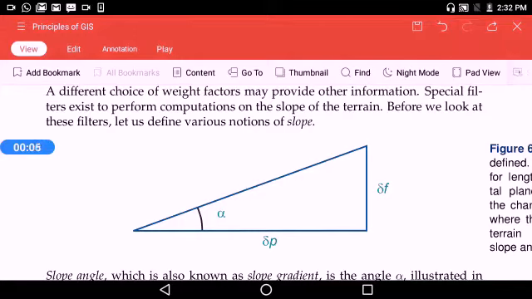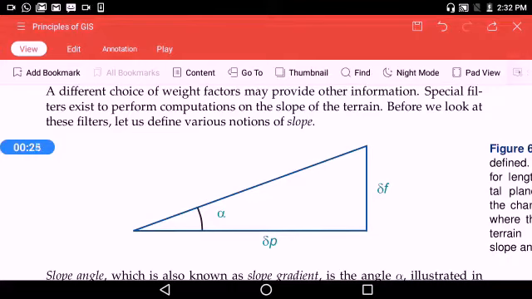Computation of slope angle and slope aspect. Now, what is the slope angle? You can see in the figure, it is the angle alpha. This is also known as a slope gradient, and it is the angle between the path P in the horizontal plane and the sloping terrain.